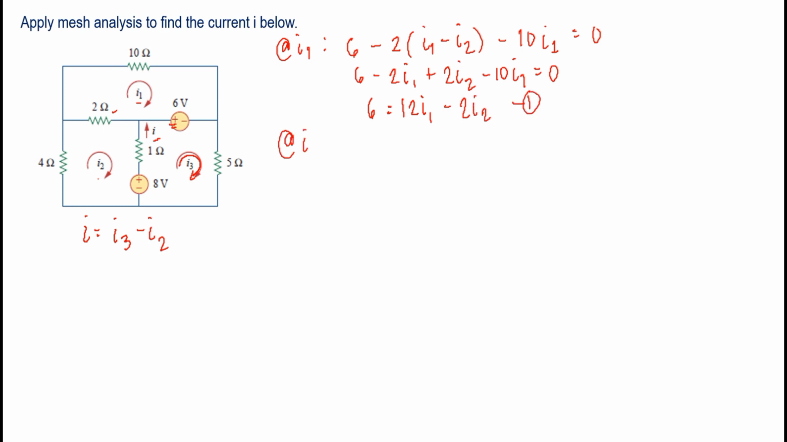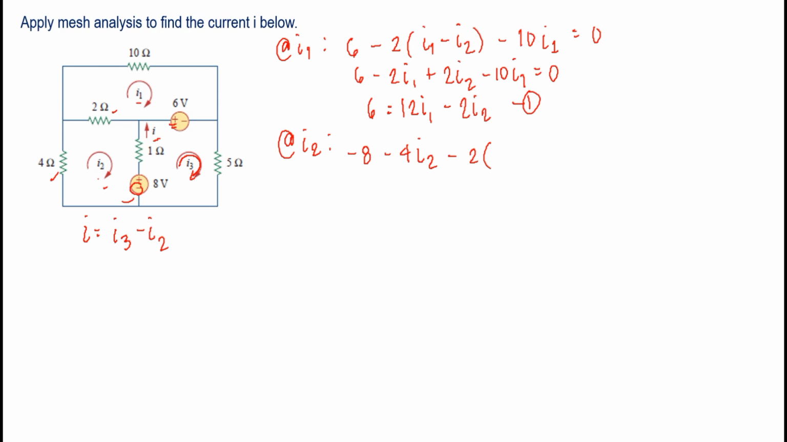Then for mesh I2, we have this one. Our current leaves the negative side. So this is negative 8 minus 4 multiplied by I2. Now this one, and then minus 2. So it has again 2 mesh currents.